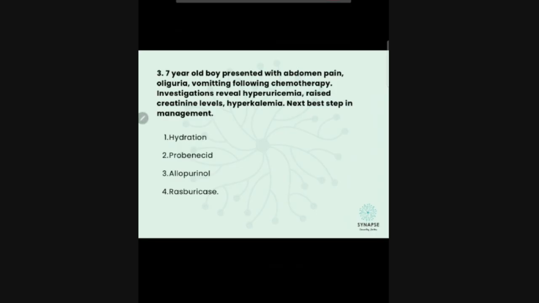The options are hydration, second option probenecid, third option allopurinol, fourth option rasburicase. Here they have asked for the next best step. They have not asked for the major treatment, but the next best step, what is the next step. So you should know what tumor lysis syndrome is, only then can you answer this question.